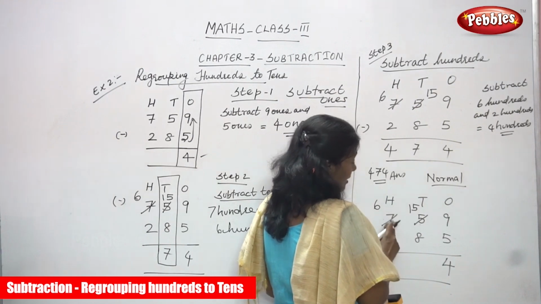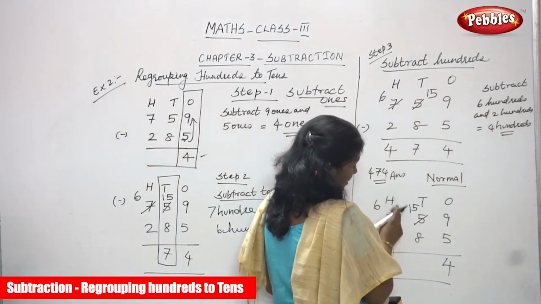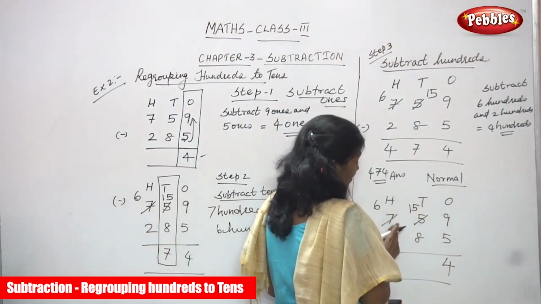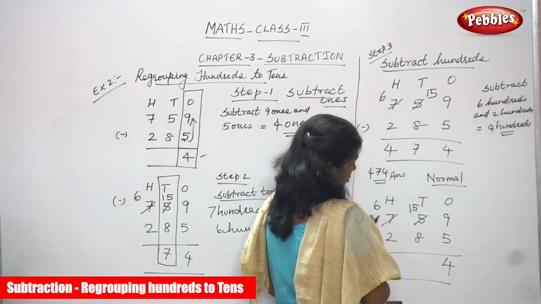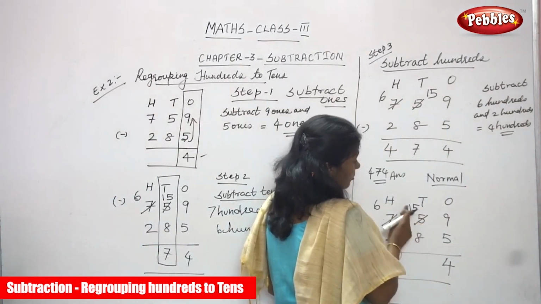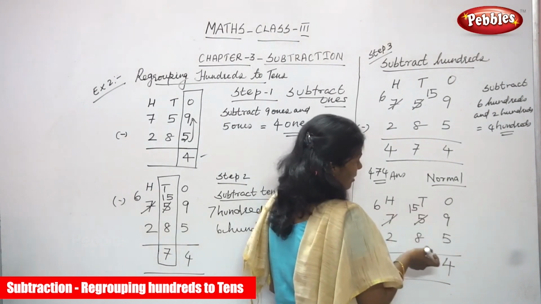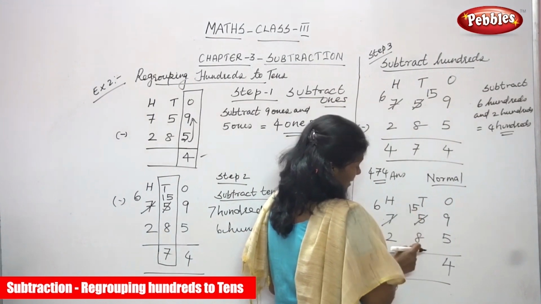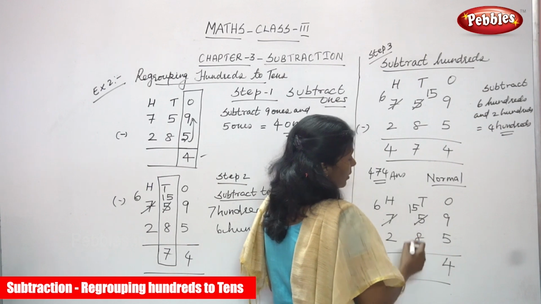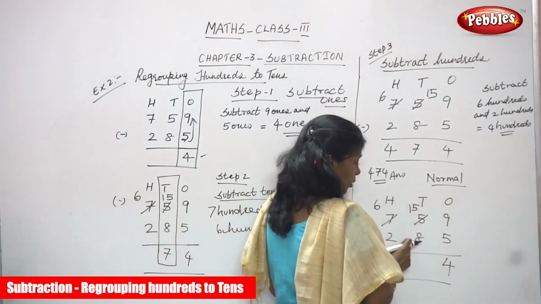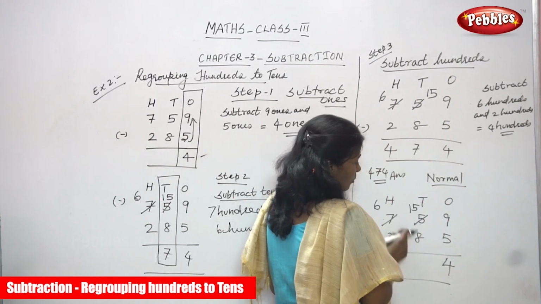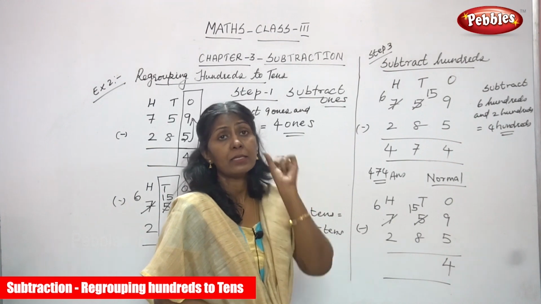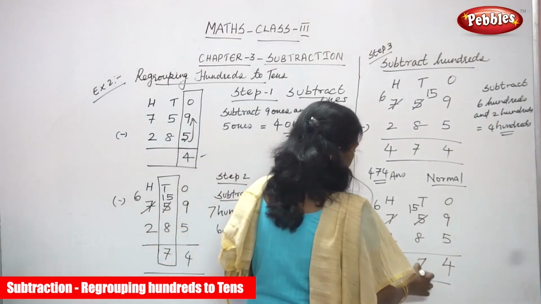What is the number in the hundreds place? 7 and 2. So I have to borrow 100 from this 700s, so this 7 becomes 6. This 5 tens becomes 15 because 100 is equal to 10 tens. So 10 plus 5 you get 15. Now it's a greater number, 15 minus 8. So you have to start backward counting. I have to subtract the smaller number from the greater number. After 8 you count 9, 10, 11, 12, 13, 14, 15. The number is 7. So you write 7 here.